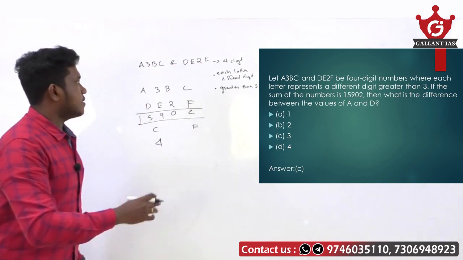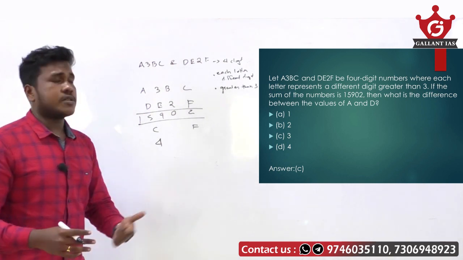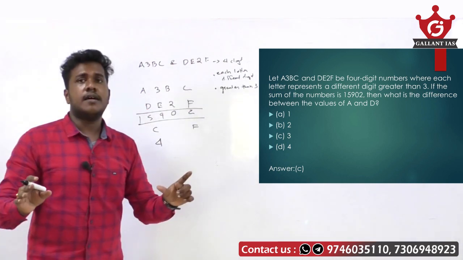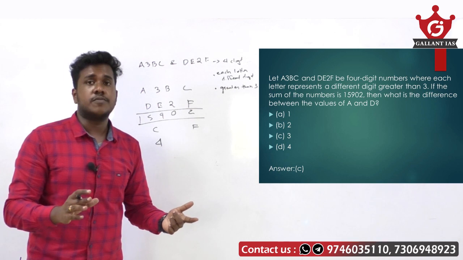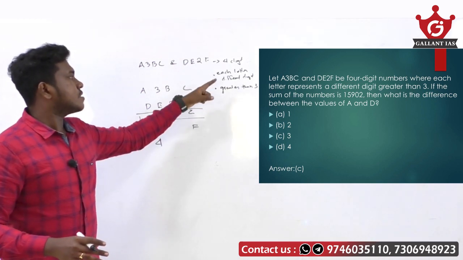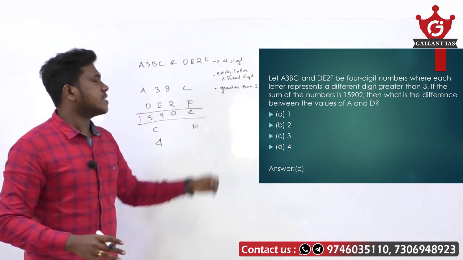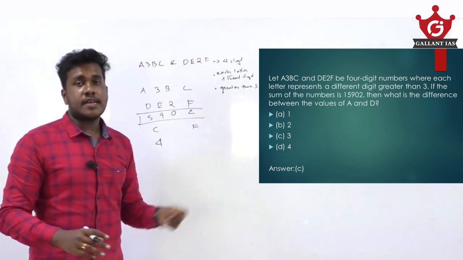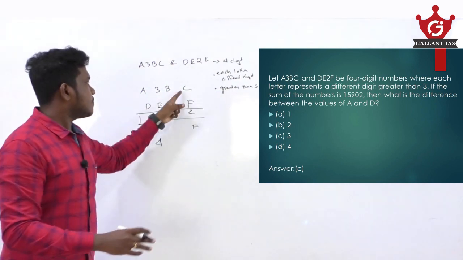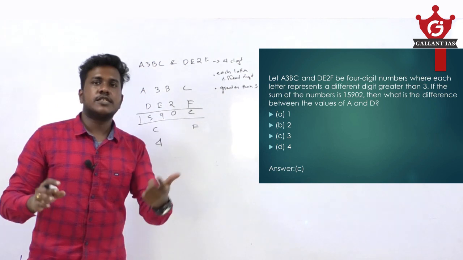It can be 22 also, but according to this condition we can't assume that value is 22, because each digit should be entirely different and greater than 3, and the given numbers are 4-digit numbers. So for C and F, we can't assume 2-digit numbers.